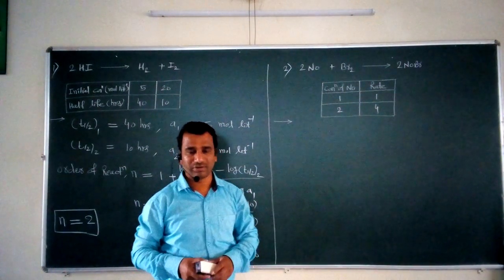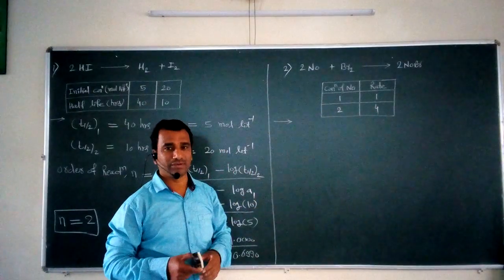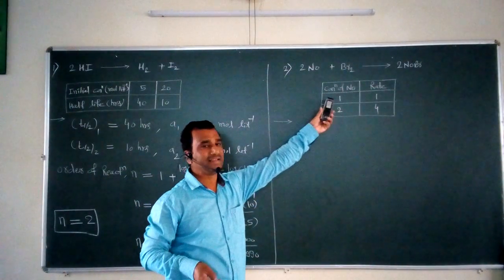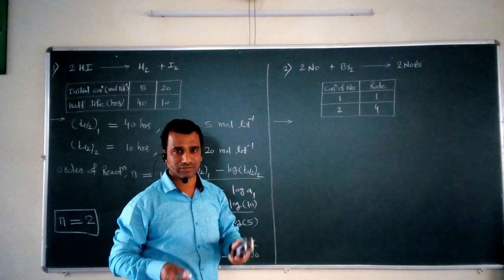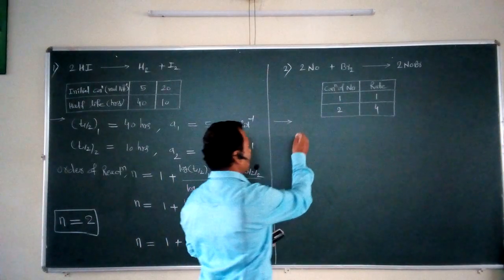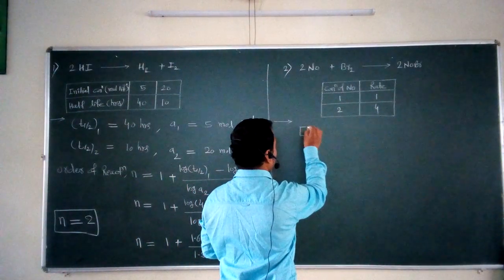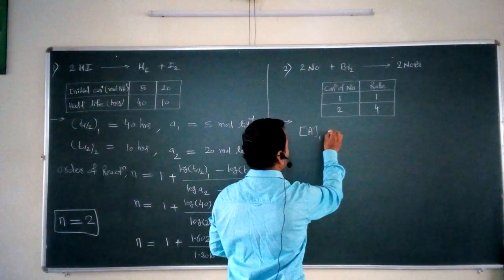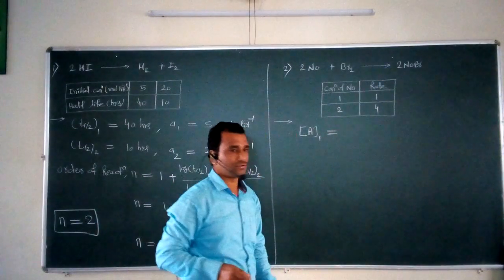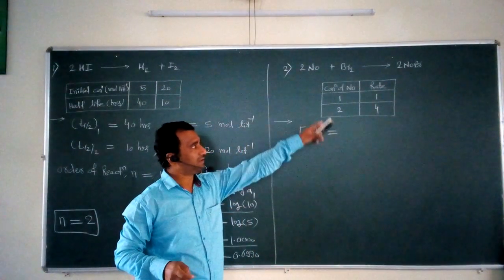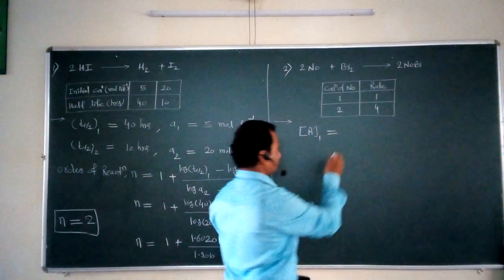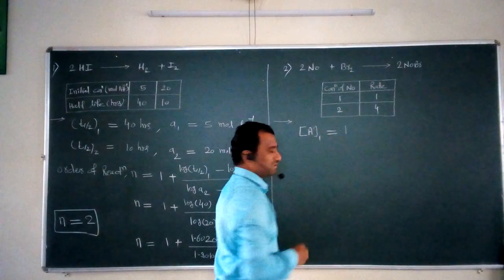So what is the given data? Two different types of given data are there. First is the initial concentration of NO. So what is the initial concentration of NO? First initial concentration of NO is, for example, A1, and it is equal to 1.